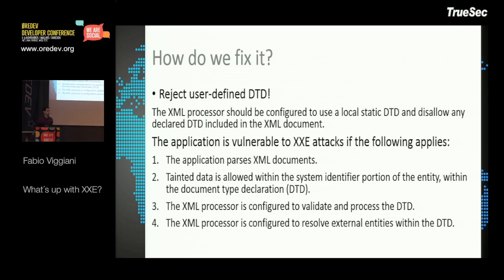So you just disallow that. You can configure your parser to use a static local DTD on your system and just reject whatever is defined inline by the user. And just as a reference, you will be vulnerable if these 4 things apply. If you parse XML, if you allow inline DTDs and custom entity references, if your parser accepts that and validates the DTD, and the external entities are resolved, then you're vulnerable.